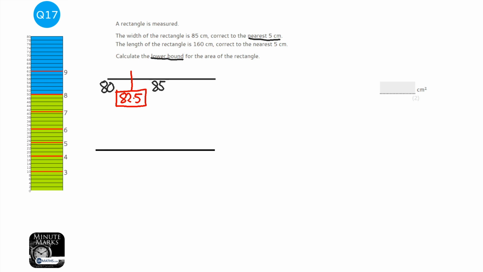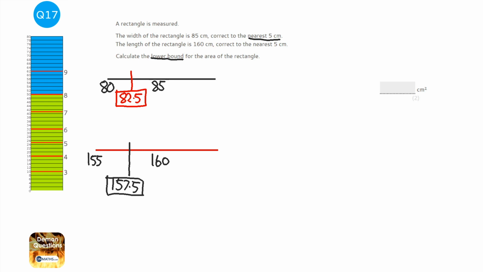Then just repeat the process for the 160. So we've got 160 in the middle. And the next one down would have been 155. And then when we draw the line, well, it's going to be 157.5.